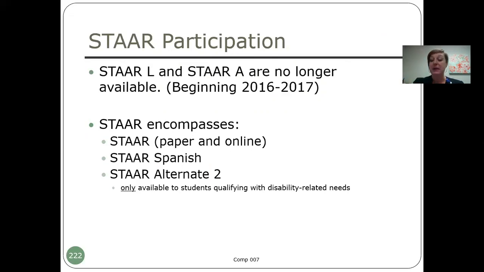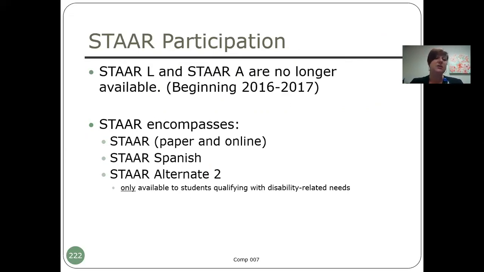So as we noted, in the 2016-17 school year, STAAR L and STAAR A are no longer available. Typically for our ELLs, in the past we had the STAAR L linguistically accommodated test to provide to students who had been in the country 3 years or less, etc. With those criteria. But now the eligibility for receiving some of those similar supports has broadened. STAAR encompasses our STAAR exam, which can be administered through paper or online, STAAR Spanish, and then STAAR ALT 2. That is all that STAAR now has available.